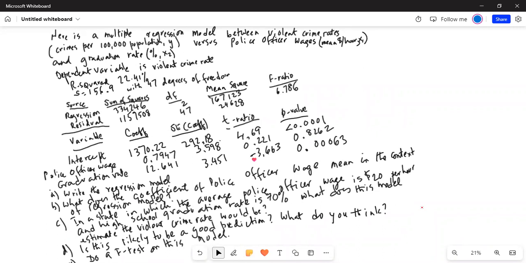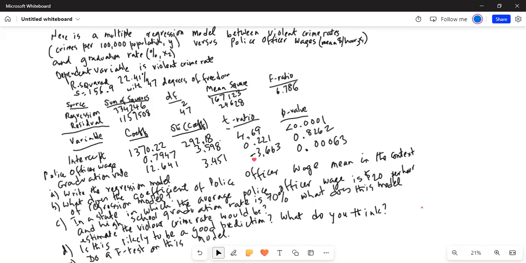So the first table gives you the source, sum of the squares, degrees of freedom, mean square, and F ratio. And the second table gives you the variable, the corresponding coefficient, standard error of the coefficient, t ratio, and the corresponding p value. So remember, you have intercept as the first variable. The next variable is police officer wage in mean dollars per hour, and the graduation rate. So each of them is associated with a coefficient, standard error, t ratio, and the p value.